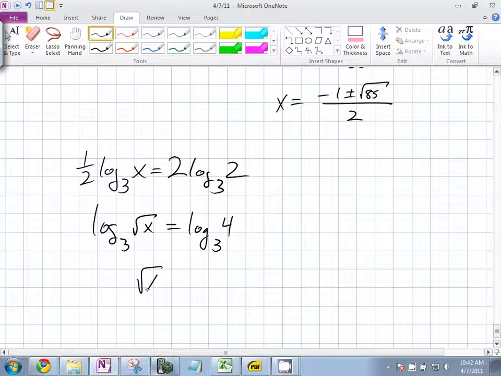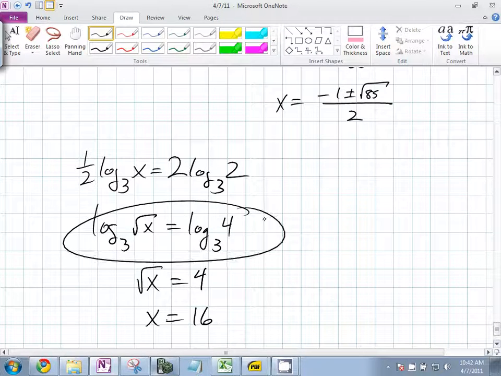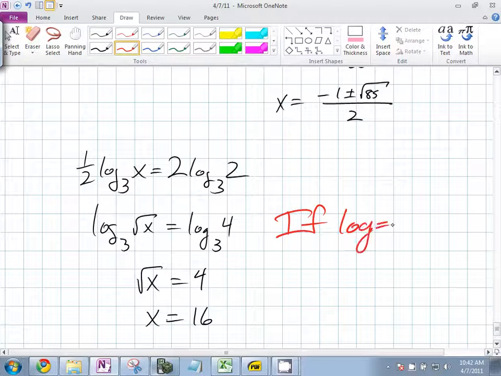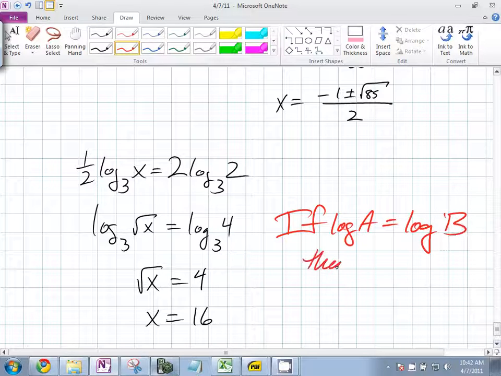Oh, you can do that. So x is equal to? Are you dividing the log to get from there to there? Please say no. You're not dividing. You just know. This is a rule you know. If log A equals log B, then what? A equals B. You know that, right?